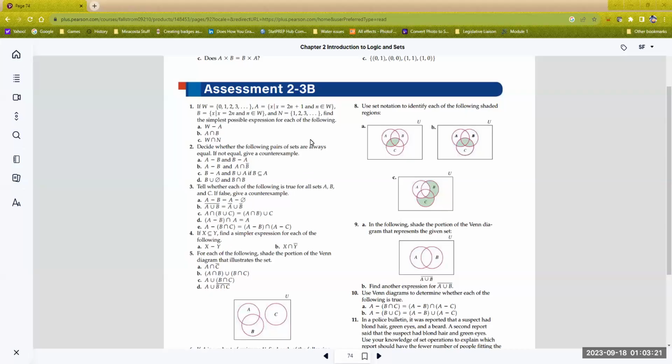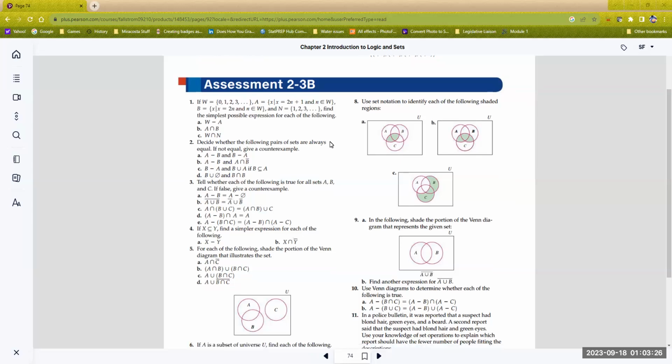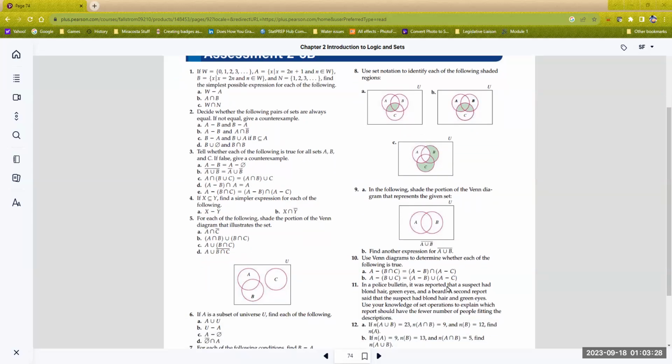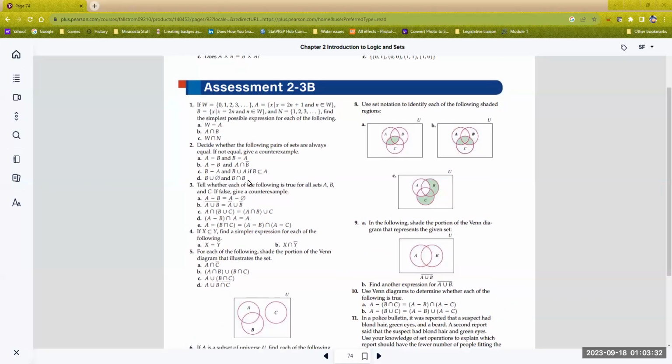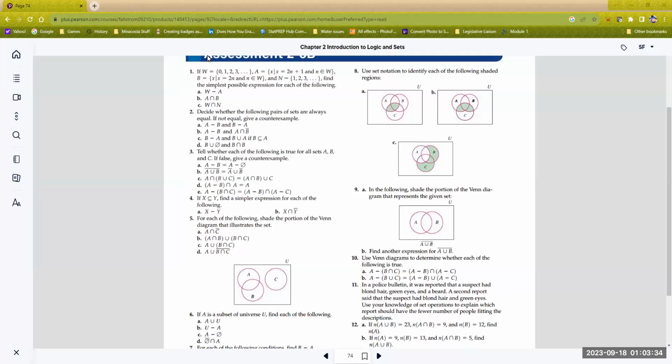Hello, students. I got a couple other questions that came in on assessment 2.3, so homework 2.3. Question 1, 2, and I think it was 12. So 1, 2, and 12. So let's see, we'll start off with number 1.